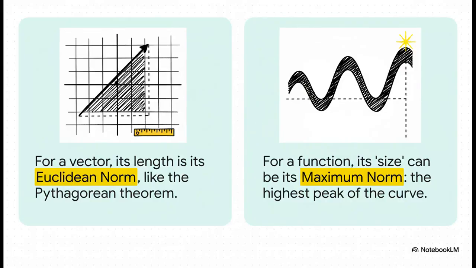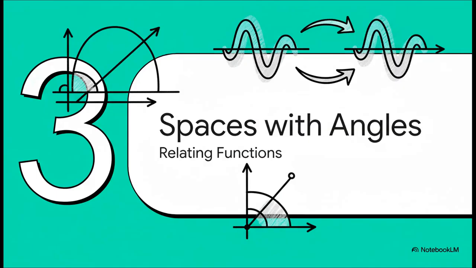Well, we can use an analogy. For that simple arrow, we find its length using the good old Pythagorean theorem. Mathematicians call that the Euclidean norm. So for a function, we can just invent a new ruler. We could say, for instance, that its size is just its highest peak. That's called the maximum norm. The big idea is we get to define the right ruler, the right norm, for whatever problem we're trying to solve. Okay, tool 1, the ruler, is in our toolkit.